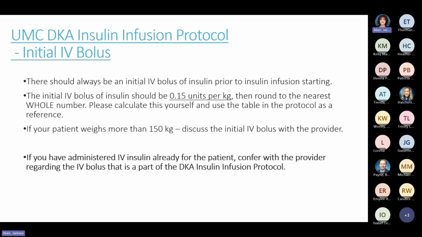For the UMC adult protocol, there's an IV bolus of insulin given prior to starting the actual insulin drip, which is 0.15 units per kg. If the patient weighs more than 150 kilos, then we have to discuss with the provider because the dosage is going to change just a little bit.